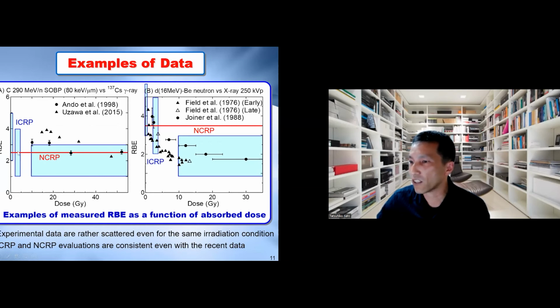So here is the recommended value of NCRP, and this range is the ICRP evaluated range. Here is the RBE maximum, here is a fractionated exposure, and here is a high dose exposure. Actually, ICRP didn't specify the exact dose, so I roughly write the range from above 10 gray.